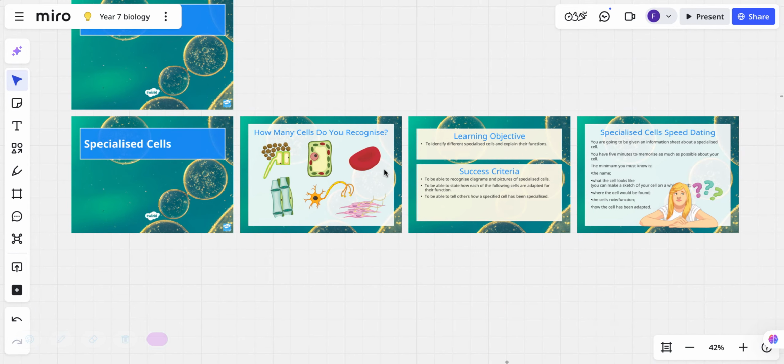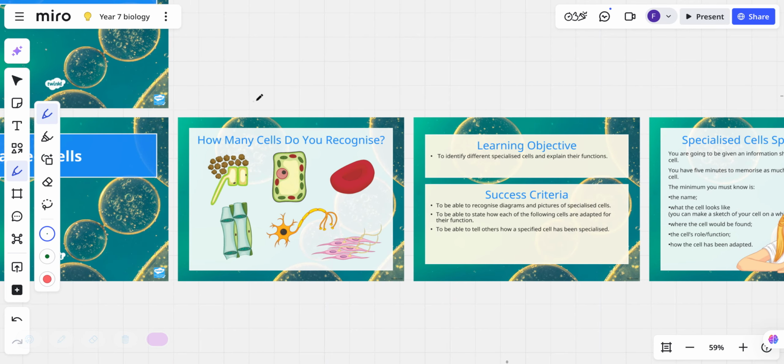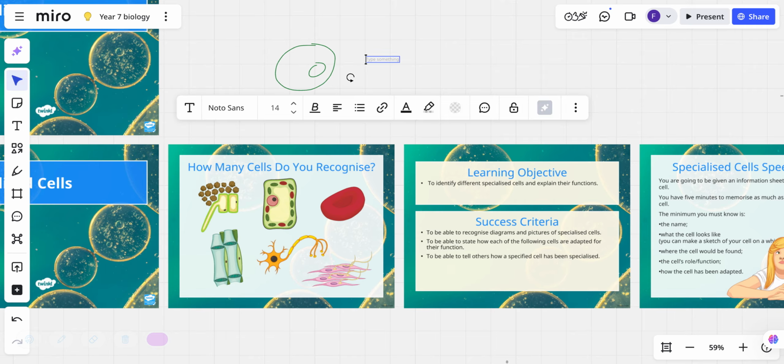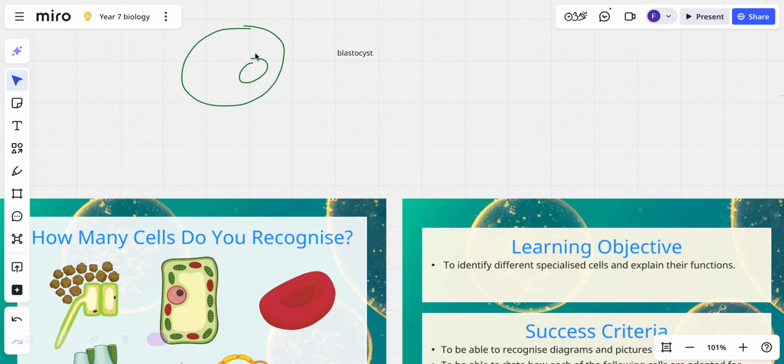So specialized cells is really interesting, and you've got to really think about, and it's probably the first time you've really been exposed to this, what were you when you were first conceived as a single human? How did you start? What you started off as was a single cell, right? It's a really interesting name. It is called a blastocyst. Blastocyst. And that's what you started as: a single cell, a nucleus, and that was it.